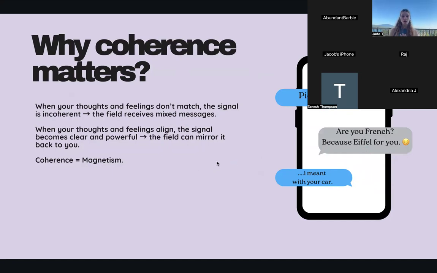Okay, so when your thoughts and feelings don't match, like this text message conversation we can see here on the right, the signal is incoherent. The field receives mixed messages. When your thoughts and feelings align, the signal becomes clear and powerful. The field will listen and mirror that back to you. So simply put, coherence equals magnetism.